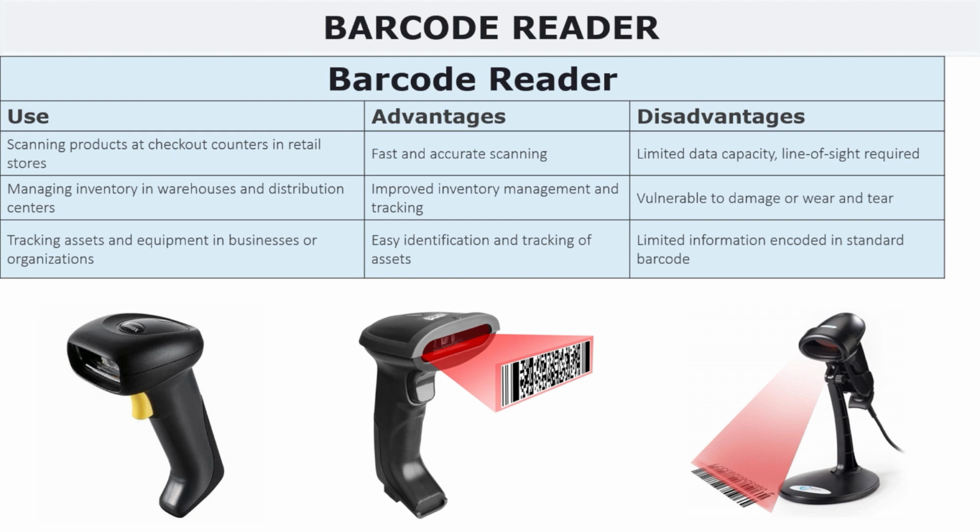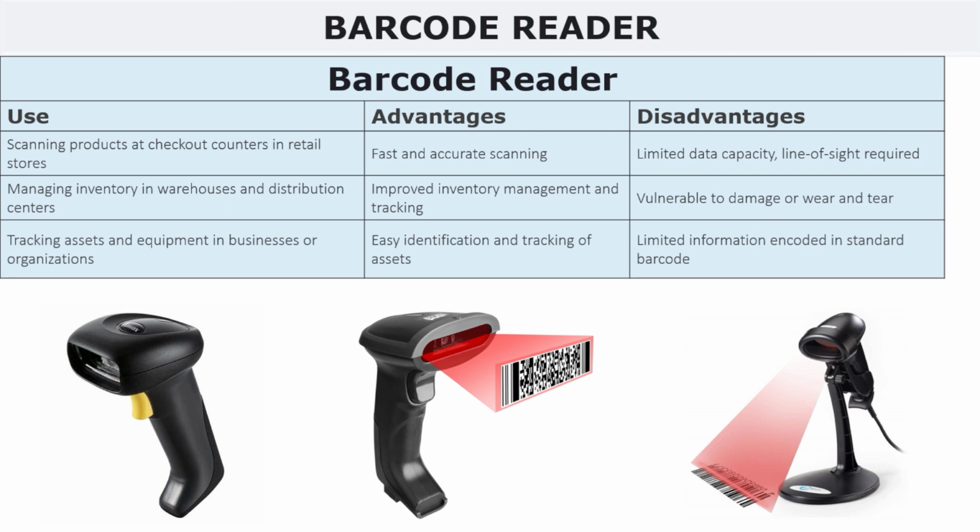The issue with barcode readers is that they have limited data capacity, and they require line of sight to work. In other words, whatever they are scanning should be directly in front of them before they are able to scan. Now, they are also vulnerable to damage or wear.